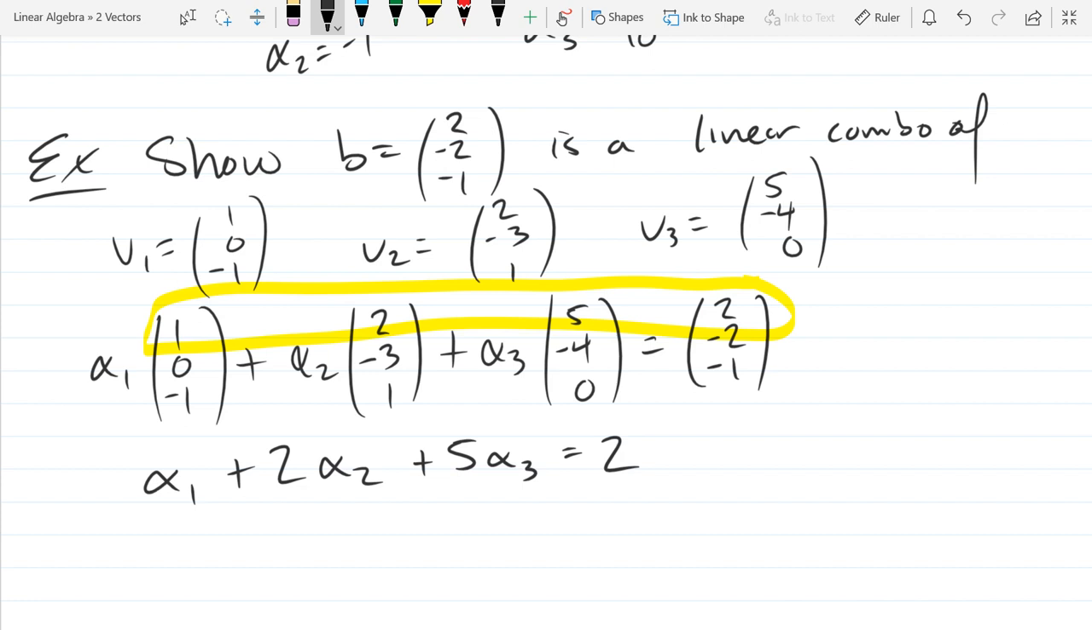So I want you to turn the second and third rows into equations, and then solve the system you wrote down. You're going to write a linear system, and I want you to solve it with a matrix.